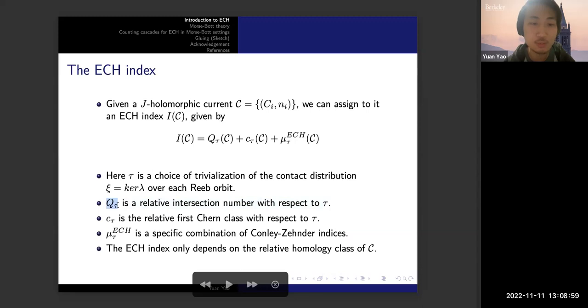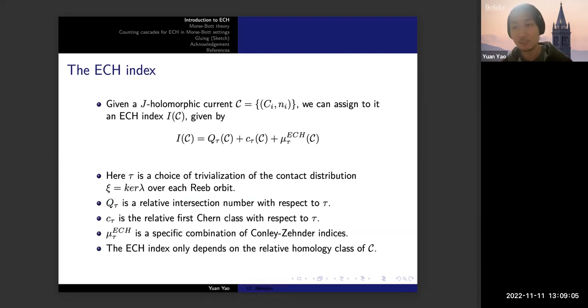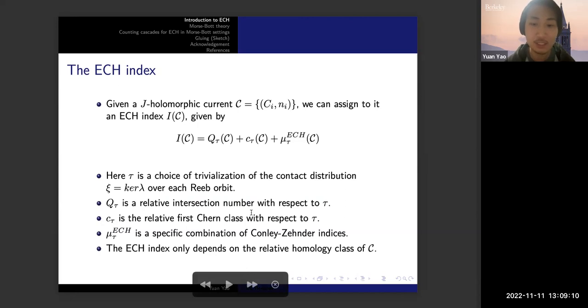And Q_tau is, once you've chosen such a trivialization, some kind of relative intersection number with respect to tau, using the fact that your curves are two-dimensional. And c_tau is a relative first Chern class, also with respect to tau. And mu_tau is some specific combination of Conley-Zehnder indices that you have in ECH. Each of these terms depends on the choice of trivialization tau, but combined, they do not. And the ECH index only depends on the relative homology class of the current.